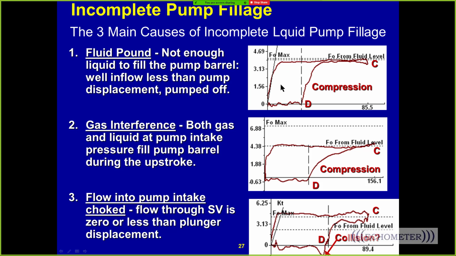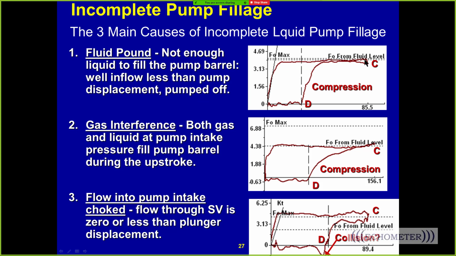Well, there's something unique about each one of these. These are the three different types of incomplete pump fillage. One we call fluid pound, which means that there's not enough liquid flowing in from the formation to fill the pump up. So the formation is flowing at a low bottom hole pressure, and there's just not enough liquid. So we say the well is pumped off, and there's incomplete pump fillage. So this portion of the stroke is incomplete pump fillage.